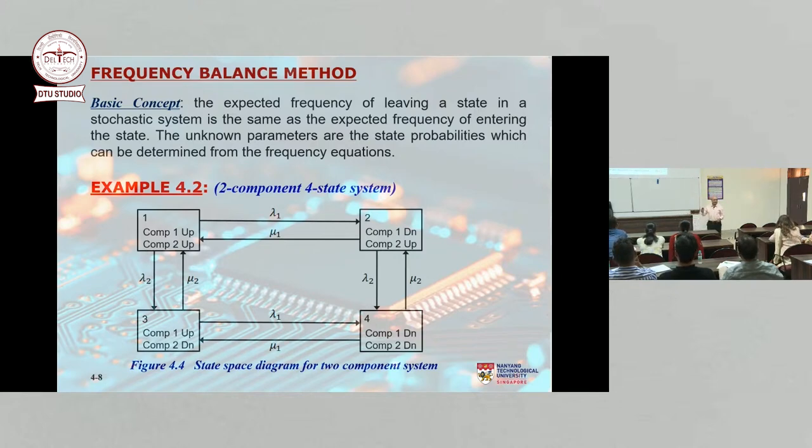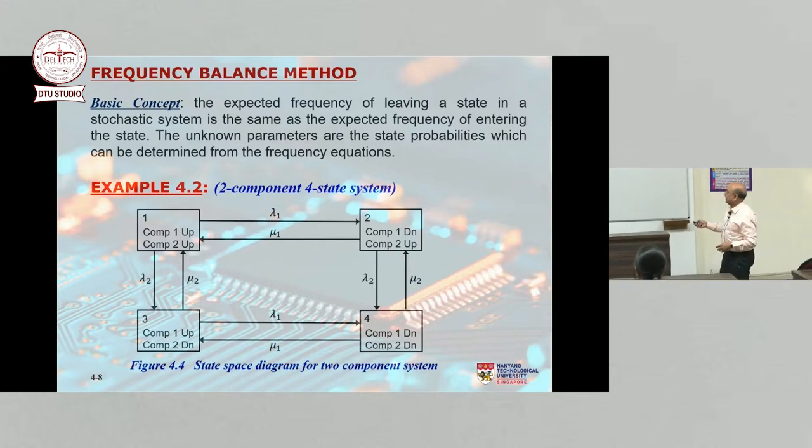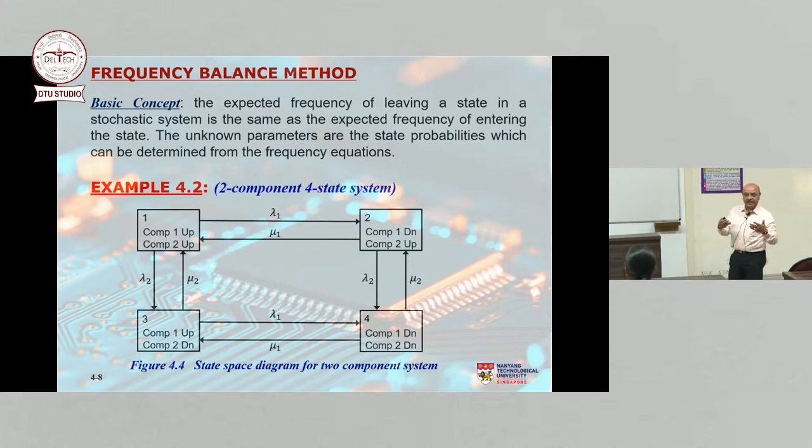Okay. So now the frequency balance approach, which is one of the techniques that shows you how to calculate the frequency, the probability, and the duration as well. We just learned that the frequency of leaving a state is the same as the frequency of entering a state. I showed you using a one component system. So let's go to a two component system.